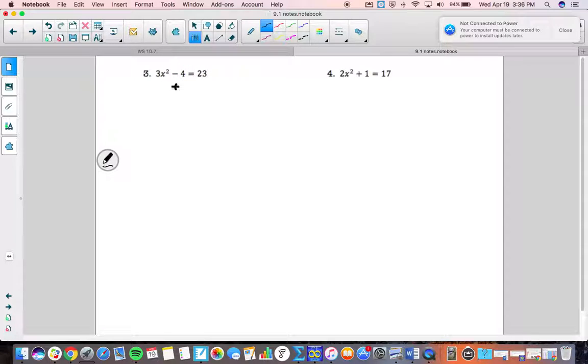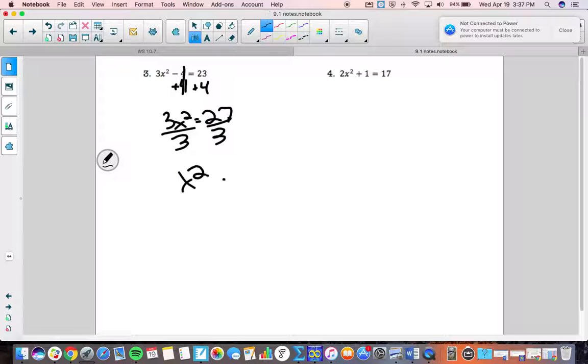Here, there's some subtraction we'll undo first by adding 4. So then we get 3x squared equals 27. Next, undo multiplication and division. And then last but not least, undo squaring by square rooting. So the square root of x squared, again the squaring and the square rooting just cancel each other out or undo each other. They're inverses, and then we get plus or minus 3.